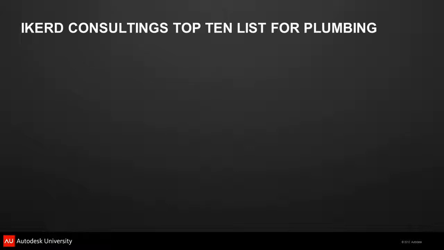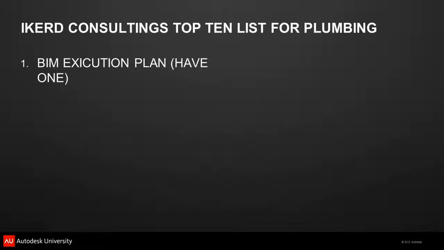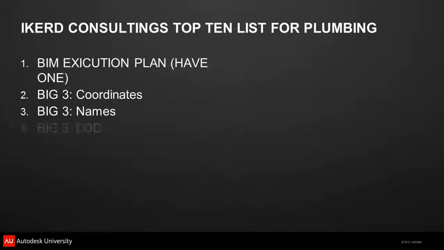These are some of our top 10 lists for plumbing. We feel like a lot of projects go off just in the communication, and have a BIM execution plan and have it written. There's three big items we find when we start to coordinate plumbing: the coordinates, the naming convention, and the level of development. We feel like these are three foundational things that have to be clear amongst the team.